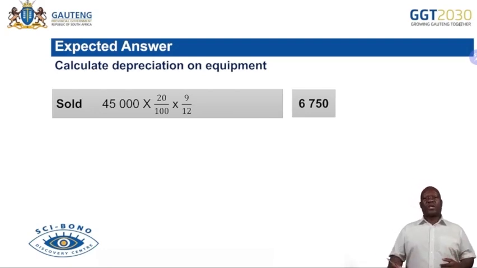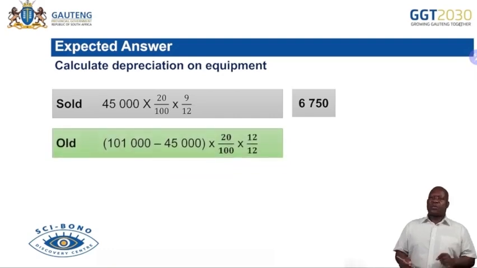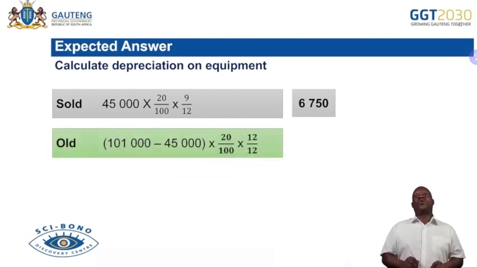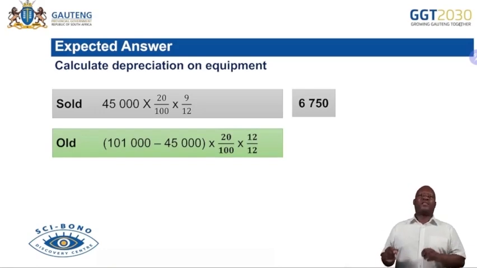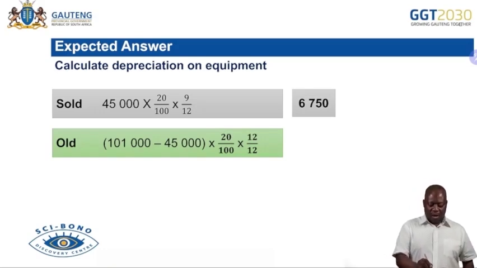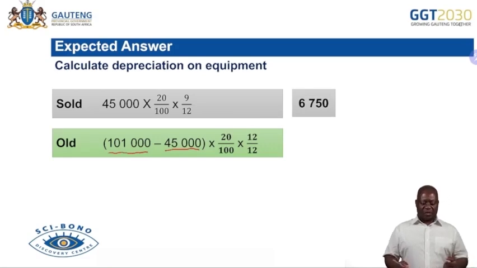Now, after this, we need to go to the old. But when it comes to the old, remember the old is not only 1 or 1,000, because some of the old have been sold. So we need to take away the ones that have been sold so that we remain with what is old and still in the business. This is the reason why we are saying 101, which is the balance we had in our pre-adjustment trial balance, minus the 45,000 that is going out because it has been sold.